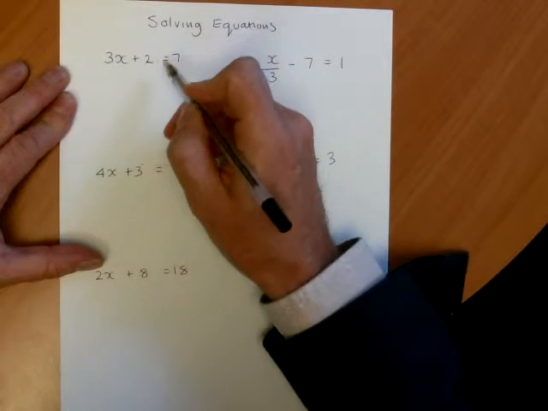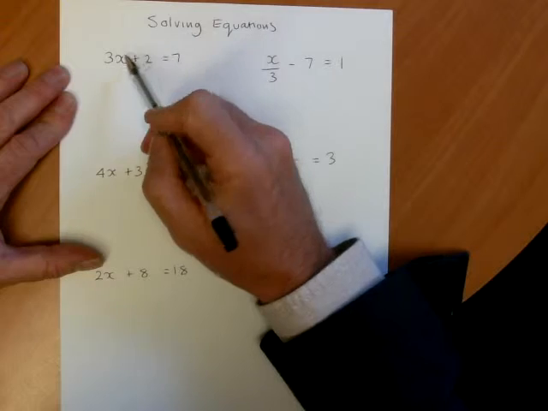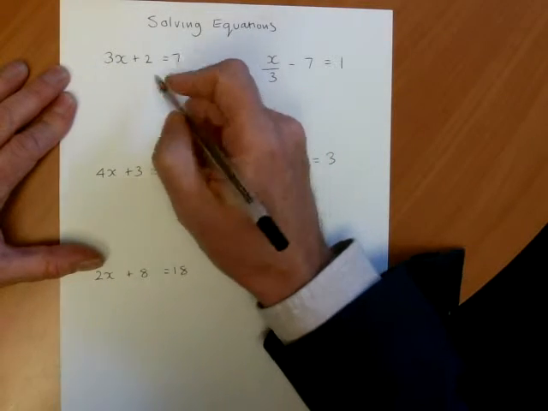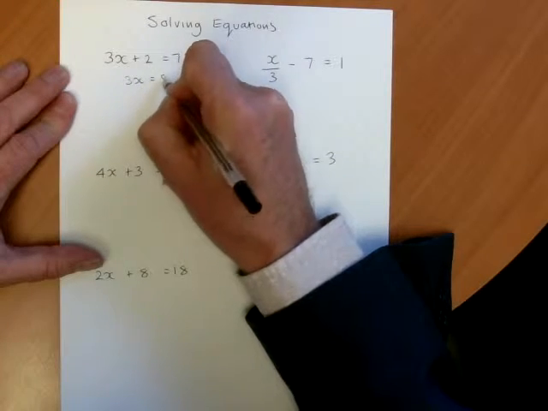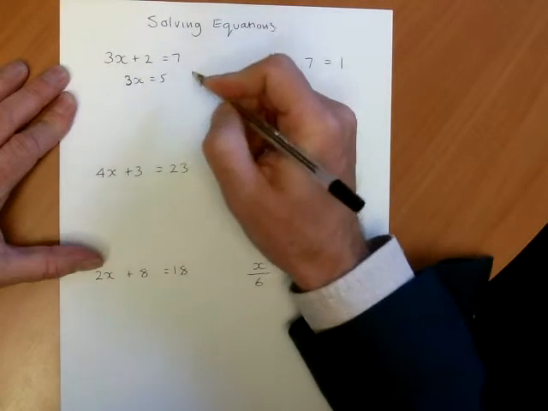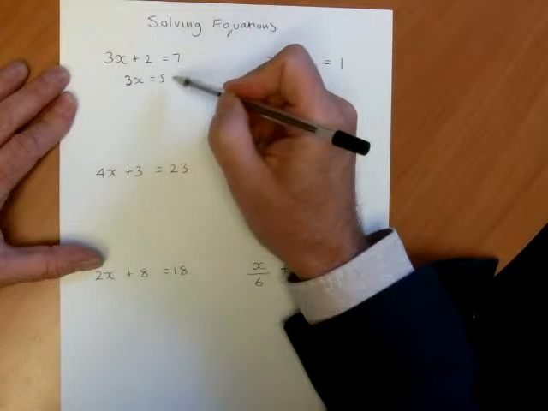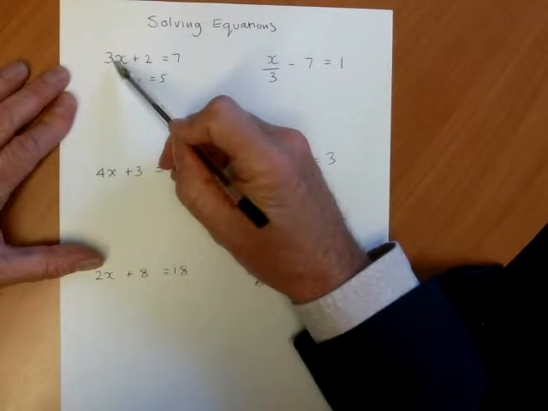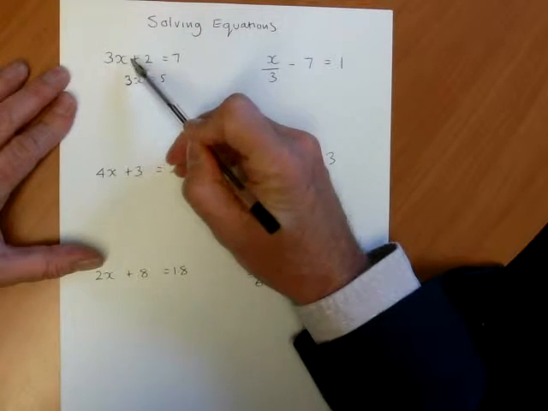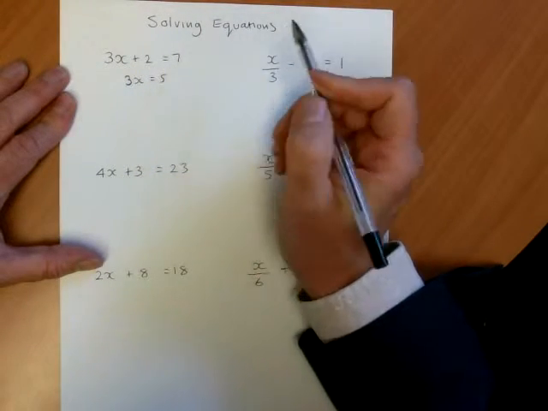So if we take away our 2, if we think what do you add to 2 to get 7, you should come up with the answer 3x equals 5. Now I could have written 3x equals 7 minus 2, but that's quite simple really. And think about it, this whole thing must be 5 because 5 and 2 is 7.